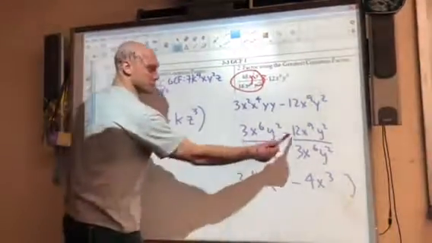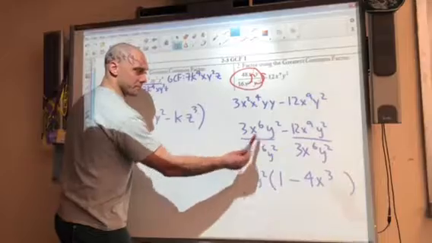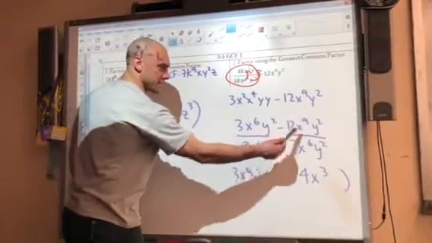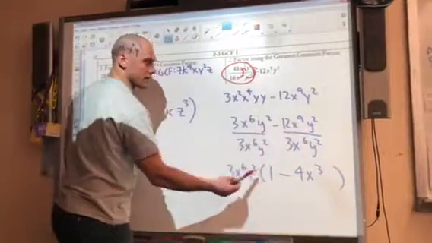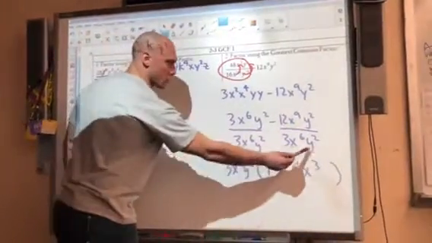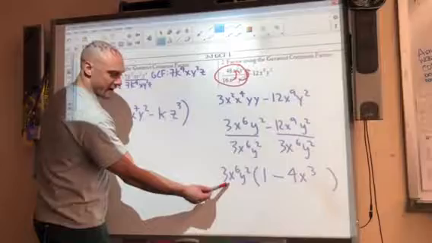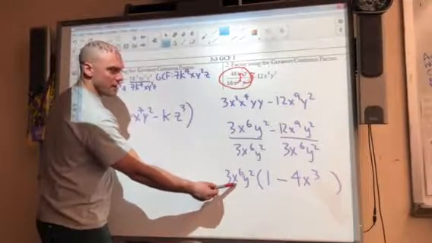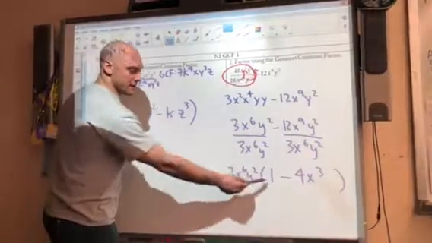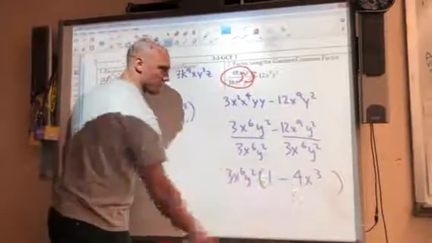So between 3 and 12, we can take out a 3. Between x to the 6th and x to the 9th, we can take out x to the 6th. Between y squared and y squared, we can divide both those by y squared. So our common factor is 3x to the 6y squared. And so I divide, and here I end up with 1 minus 4x cubed.